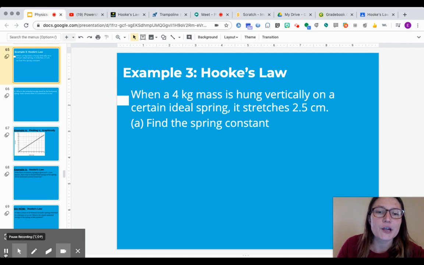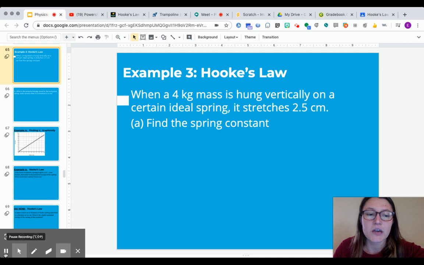Okay, so example 3. When a 4 kilogram mass is hung vertically on a certain ideal spring, meaning that it follows Hooke's law perfectly. That's what the word ideal means. It stretches 2.5 centimeters. Find the spring constant. So I want you to pause the video and do this part A by yourself. This is a review. So you've had lots of practice doing this. Please pause the video and give it a try. You can press play when you have your answer.